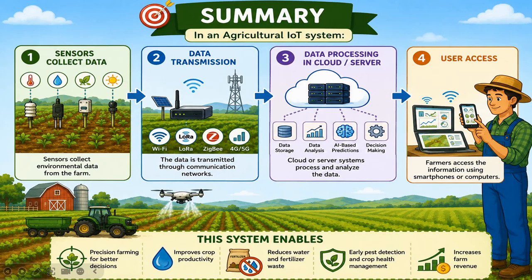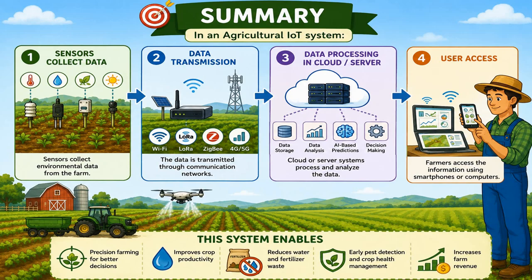Now here in summary to this introduction for agricultural IoT systems, you can say that sensors collect the environmental data from the farm. Then in the second step, the data is transmitted through the communication networks. And in the third step, cloud or server systems process and analyze the data. And in the final step, farmers access the information using smartphones or computers.